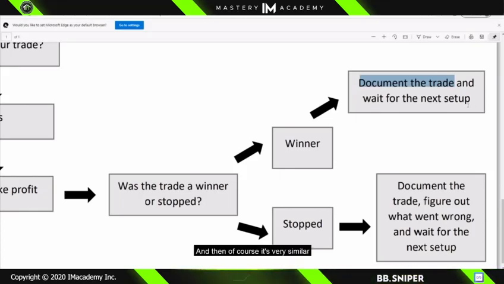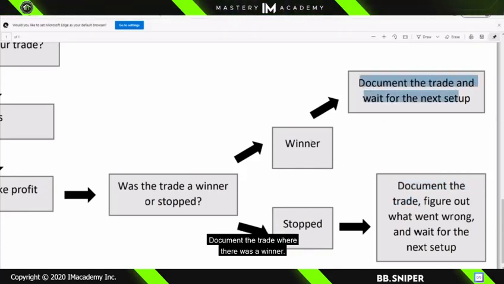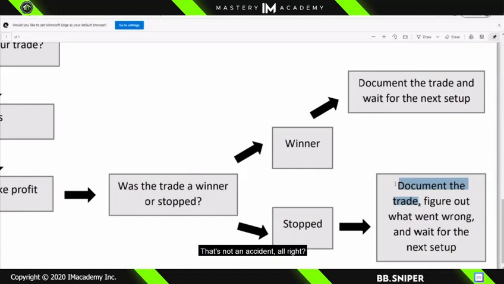And then, of course, it's very similar if you were stopped out at break even, or maybe instead of a 3% gain originally, you took a 1.5% gain because you pulled out for whatever reason. Again, document the trade. It's funny how both of these, right? Document the trade whether it was a winner, document the trade if it was a loser. That's not a coincidence. That's not an accident. All right. So if your trade was stopped out or you didn't take the original take profit, document the trade.